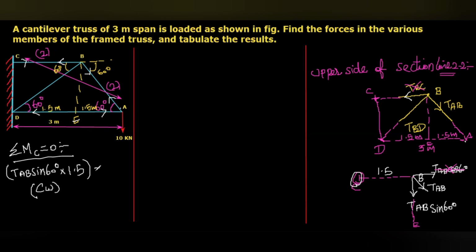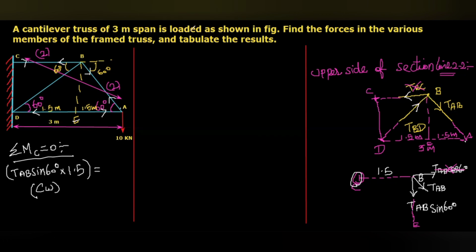This should be balanced by another counterclockwise moment, that is TBD. Here the TBD is unknown in direction also. As I mentioned earlier, there are two possibilities. If it acts in this direction, the vertical component will be downward. Then with respect to C, you will again get a clockwise moment that cannot balance this clockwise, because to balance a clockwise, we need counterclockwise. So the force in the member BD will not act outward from the point B, but it should act inwards to the point B.